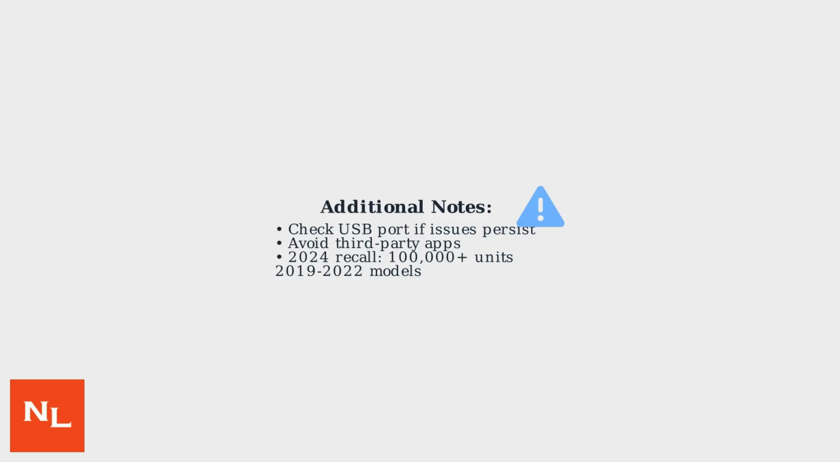Chevrolet recalled over 100,000 Colorado units from 2019-2022 in 2024 for infotainment glitches, offering free resets and updates, so consider if your vehicle is part of a known issue.